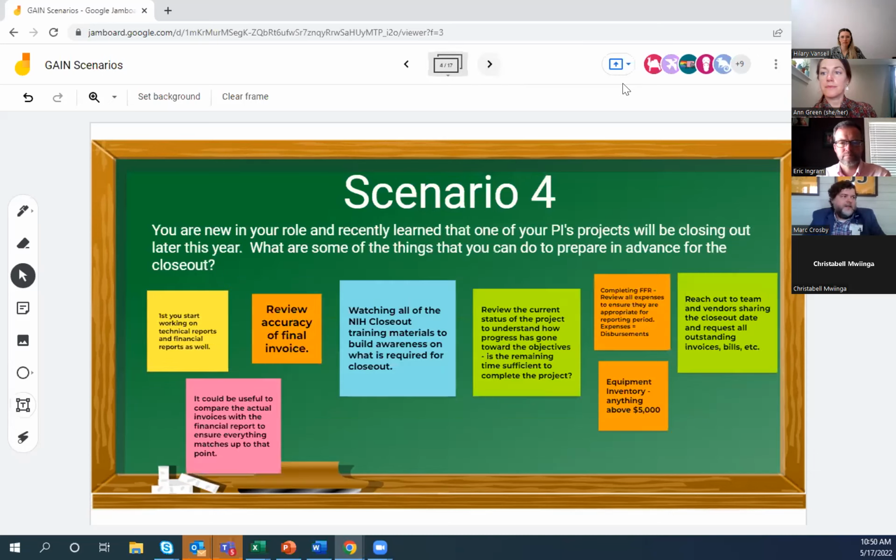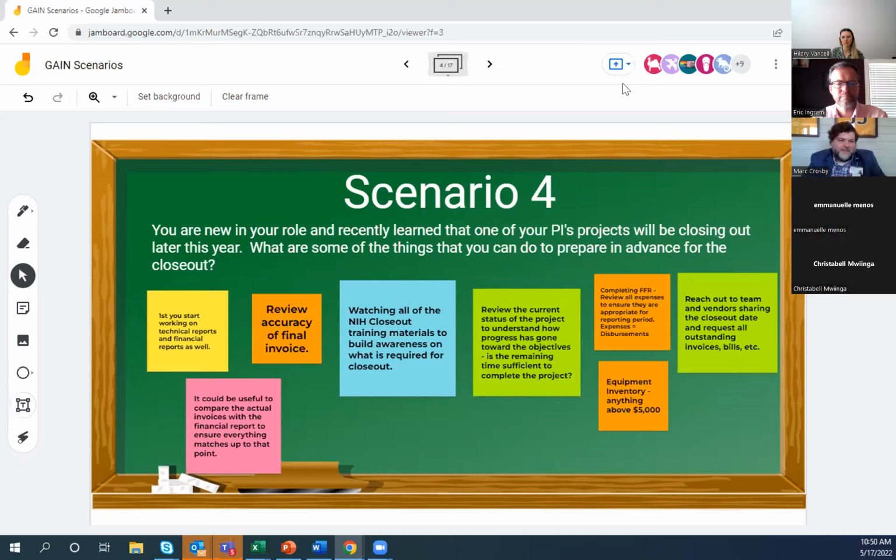And group 4, this scenario was you're new in your role and recently learned that one of your PI's projects will be closing out later this year. What are some of the things you can do to prepare in advance for this closeout? I was part of this group and we had several folks jumping in, but Emmanuel, do you mind sharing some of your thoughts? Sure.